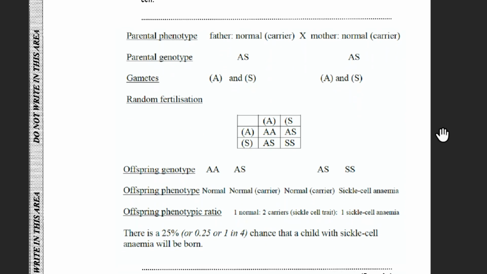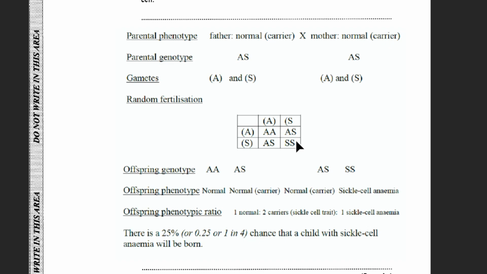You could pause the video just to see. Again, you can call each one here capital A normal, capital A, capital S. This is sickle cell trait. But remember, these are normal as well. So if you have the ratio as 3 to 1, that's fine. 3 normal to 1 sickle cell, that's fine. If you have it as 1 normal to 2 sickle cell trait, or 2 carriers to 1 with sickle cell anemia, that's fine too.